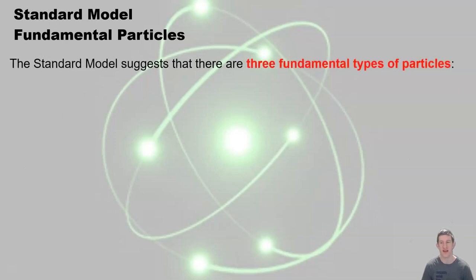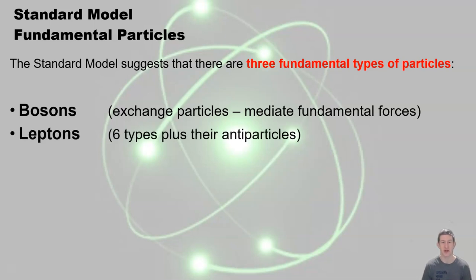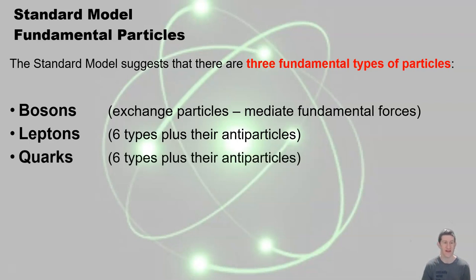It suggests that there are three fundamental types of particles in the Standard Model. There are bosons, which are the exchange particles, and they mediate the fundamental forces that we'll talk about. There are leptons, and there are 6 types plus their antiparticles. Everything has a type and then an antitype or antiparticle to it, which we'll go through. And then there are the quarks. There are 6 types of quarks plus the antiparticles to those as well.